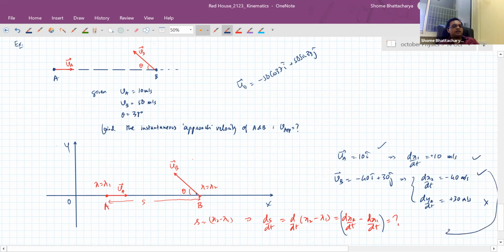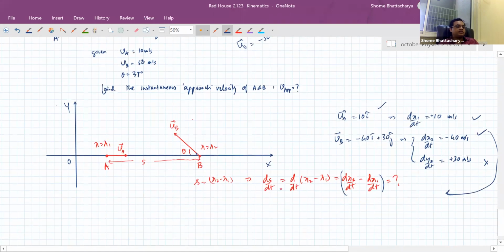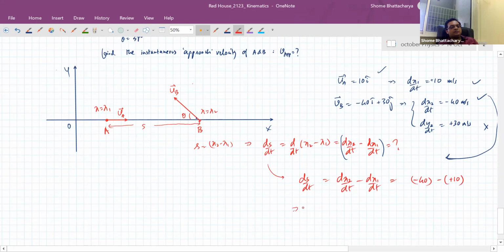So I substitute these here, and I understand that at that given instant, a moment later all this will change, because the angle would have changed, the position would have changed. But at that particular instant of time, what is the rate of change of the distance between them? It is the rate of change of this one's x coordinate minus the rate of change of this one's x coordinate. This one's x coordinate is changing at the rate of minus 40. This one's x coordinate is changing at the rate of plus 10. So the distance between them is decreasing at the rate of 50 meters per second. That means they have an approach velocity at that particular moment of 50 meters per second.